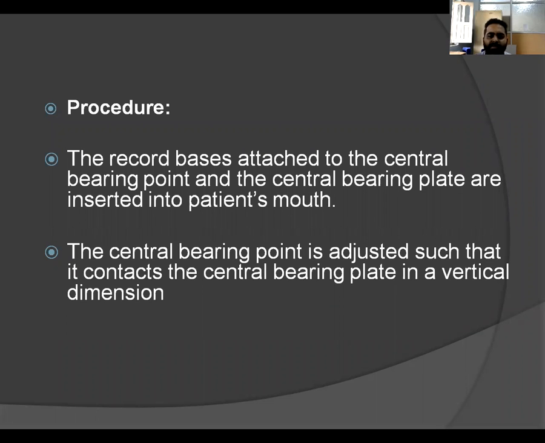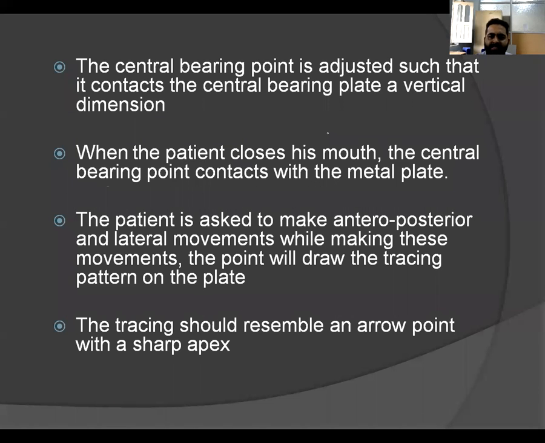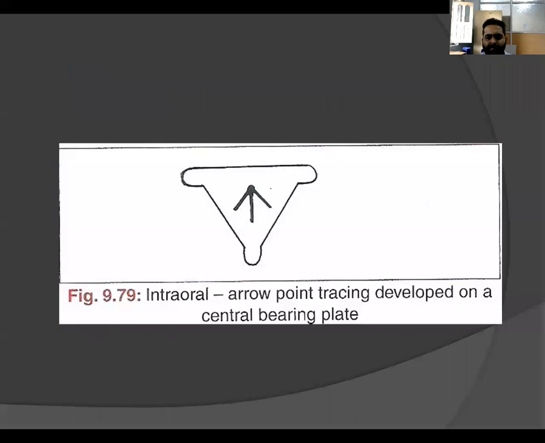After that, what we do? Basically, we start with the central bearing point, which is adjusted in such a way that it will be in contact with the central bearing plate in the center. Okay. The contact is adjusted, the vertical dimension is checked. We'll ask the patient to close the mouth again. After that, we will ask the patient to contact the metallic plates together. The patient will do the anterior and posterior movements and the lateral movements are performed. After performing the same, we get arrowhead tracings on your mandibular areas.